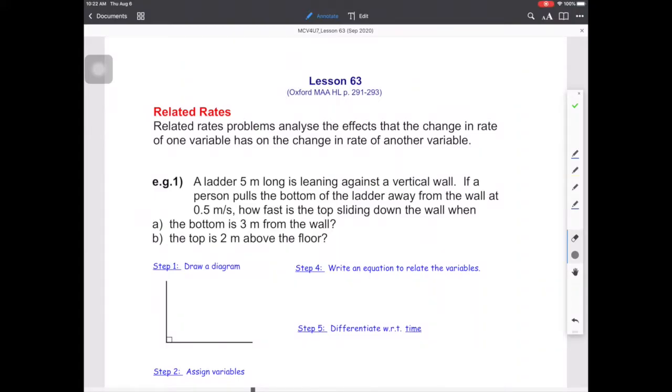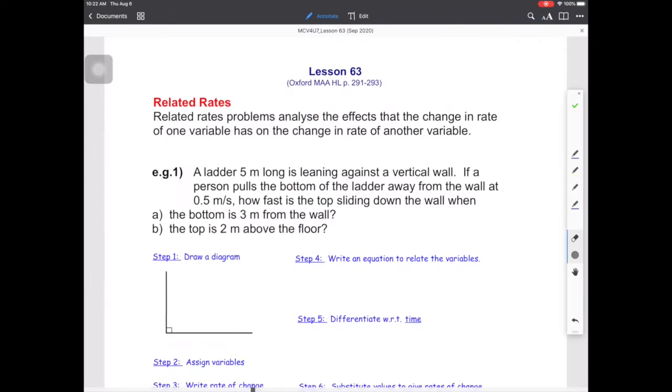Welcome to Lesson 63. In your investigation, you have solved the first related rates problem. Essentially, related rates problems help you to analyze the effect that the change in rate of one variable has on the change in the rate of another variable. In this video, we're going to go over a few examples that show you the steps to solve related rates problems. You'll find a structure, hopefully, when we deal with these questions, and how you can assign variables and set up relations using the math you have learned before.